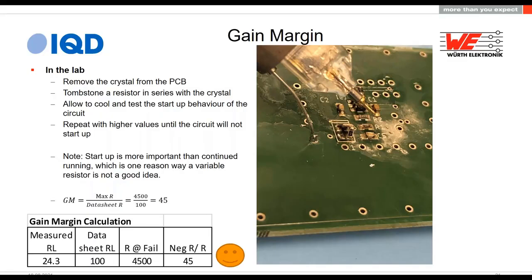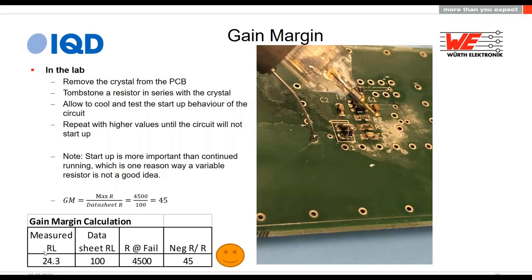So here's the actual measurements that I made on the PCB that we've been looking at. So what I found is I can get 4,500 ohms in series with that crystal, and it's still just about starting up. Anything higher than that, and it doesn't start up anymore. Yeah.